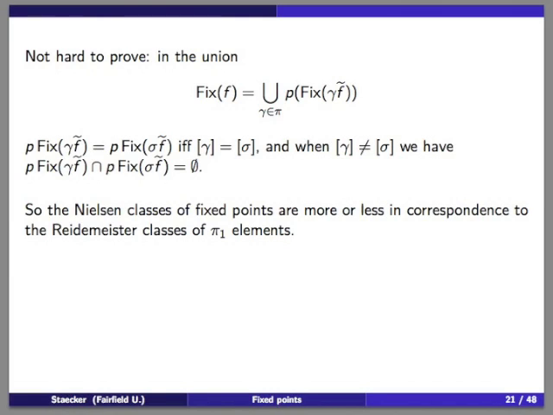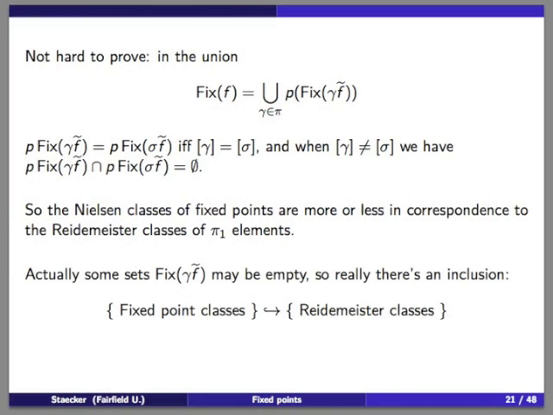So in this union over here, the Nielsen classes are more or less in correspondence with the Reidemeister classes, all right? Because the union up there is not disjoint, but it is disjoint if you only consider different twisted conjugacy classes. Actually, some of these fixed point sets of the lifts might be empty sets, and so really it's not an exact correspondence. We have an inclusion. I mentioned this because I was talking with Phil Heath last night. He said, "Are you going to tell them about the inclusion of the fixed point classes in the Reidemeister classes?" I said, "This is it." So in Phil's talk, at one point he is going to say, "The usual inclusion." This is what he's talking about.